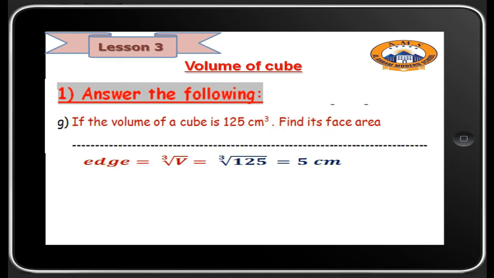But he asked you to find the area of only one face. We know that the area of one face equals side times side. So 5 times 5 will give me 25 square centimeters.